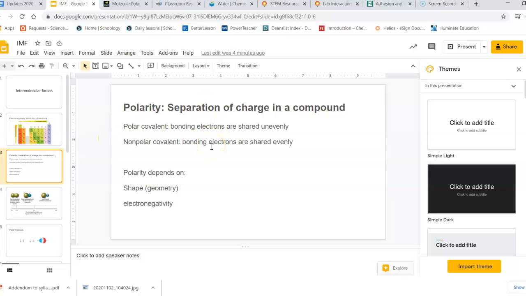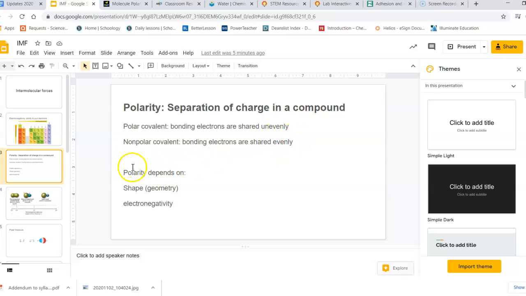Then we need to introduce another concept, which is polarity. Polarity is the separation of charge in a molecule or compound. We say that a molecule is polar when the bonding electrons are not shared evenly. Remember that we mentioned that covalent bonding is the sharing of electrons. Well, just because electrons are being shared doesn't mean they're being shared evenly. We call nonpolar those bonds whose electrons are shared evenly.